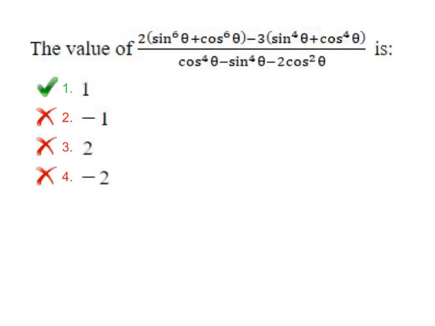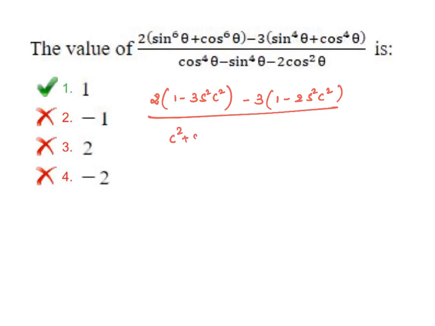If you want to do it without substitution, let's take this out. Now, see how can we write sin to the power of 6 plus cos to the power of 6? We can write it as 1 minus 3 sin square theta cos square theta. How can we write sin to the power of 4 theta plus cos to the power of 4 theta? 1 minus 2 sin square theta cos square theta. Denominator, cos to the power of 4 theta minus sin to the power of 4 theta is cos square plus sin square into cos square minus sin square, minus 2 cos square theta.